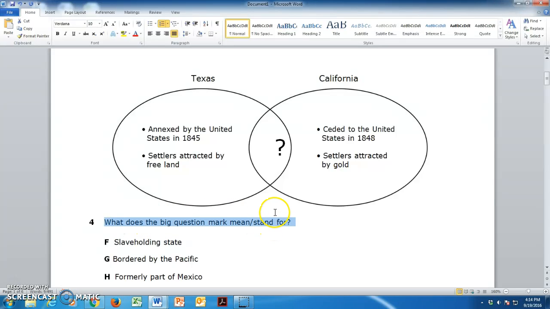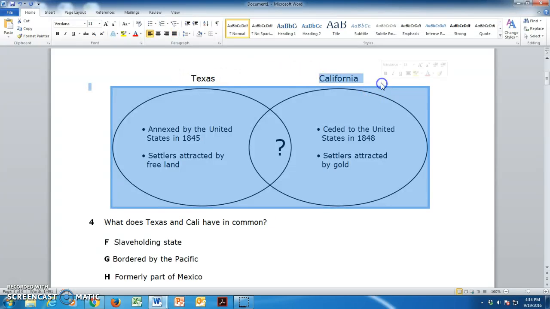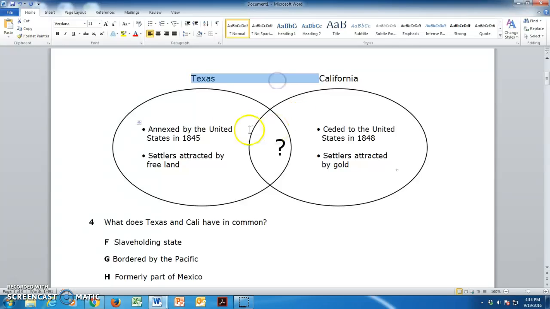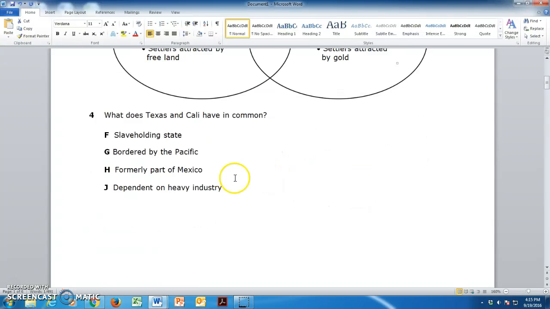It's not the question. The question is, what does Texas, I can't type, and Cali have in common? Okay, you might not know the answer to this question, but we all understand the question, right? What does football and basketball have in common? That's what they're asking, because it's in this box. This is what football has, this is what basketball has, this is what they have in common.